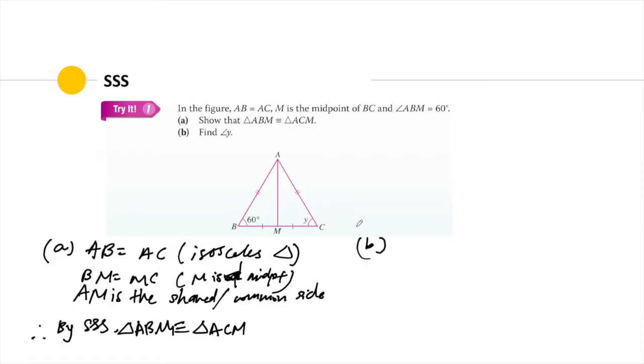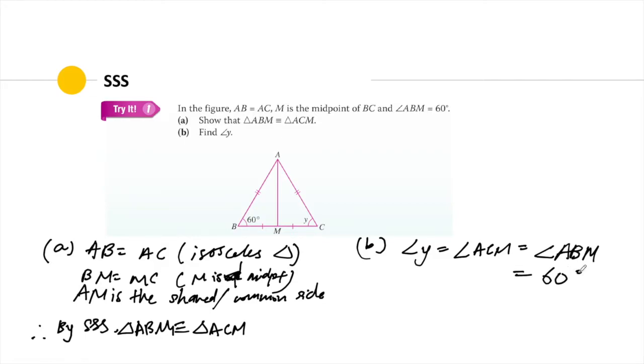Part B, you want to find angle Y. Since we have already proven that they are congruent, angle Y is equal to angle ACM, right? That's another name for angle Y. And by looking at the name ACM, you should go for the corresponding angle ABM, which is equal to 60 degrees.